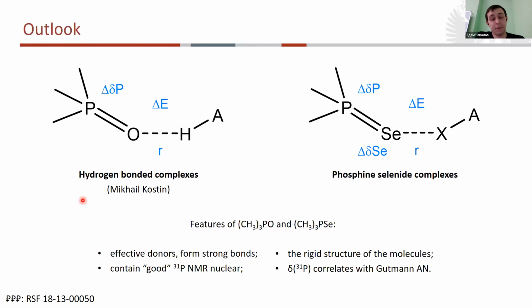In summary, first of all, dimethyl oxide is a robust and convenient partner in the halogen bonds, and phosphorus chemical shift is a sensitive reporter of their structure. The described approach can be extended to complexes with hydrogen bonds, which my colleague Mikhail Kostin is engaged in, and to complexes with phosphine selenide, the magnetic active nucleus of which is directly involved in the formation of halogen and chalcogen bonds.